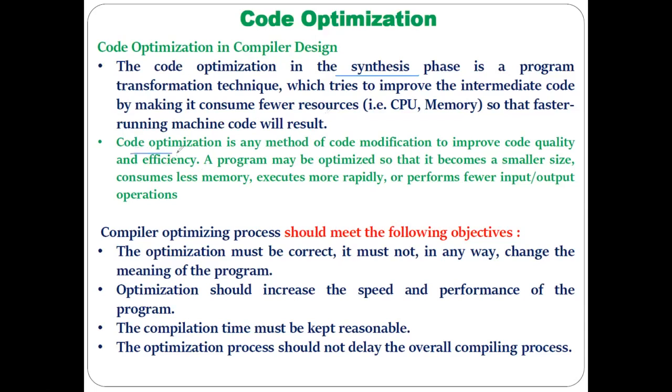Generally we perform code optimization as a code modification to improve the quality and efficiency of the code. A program may be optimized so that it becomes smaller in size, consumes less memory, executes more rapidly, and performs input output operations efficiently. That is the main aim behind code optimization. If the size of the code becomes small, the memory requirement will definitely be less. And if you rearrange the code in a certain way by choosing faster instructions, the speed of program execution will also be faster.